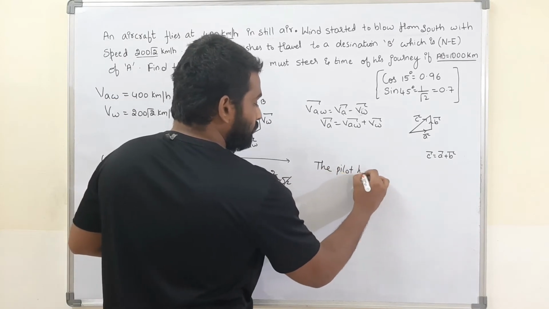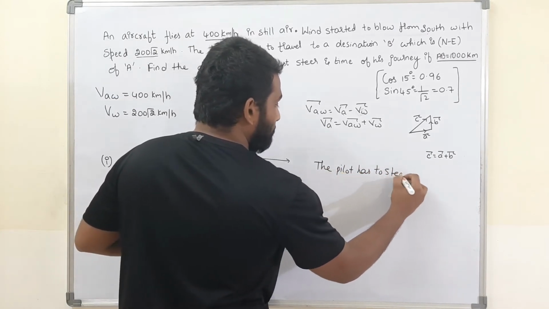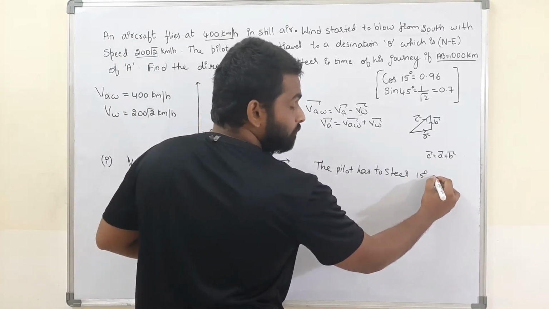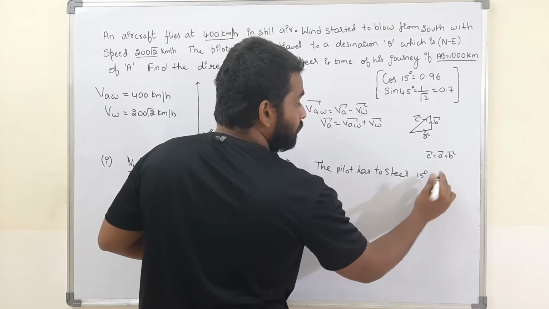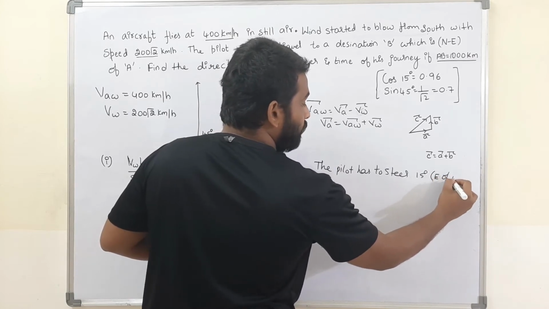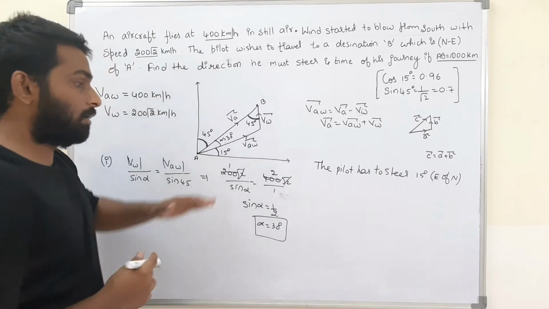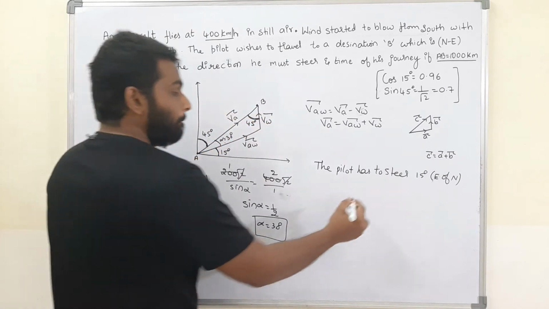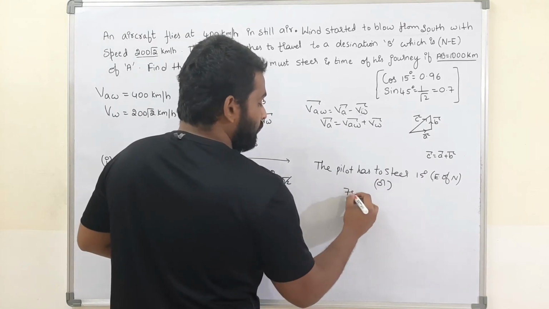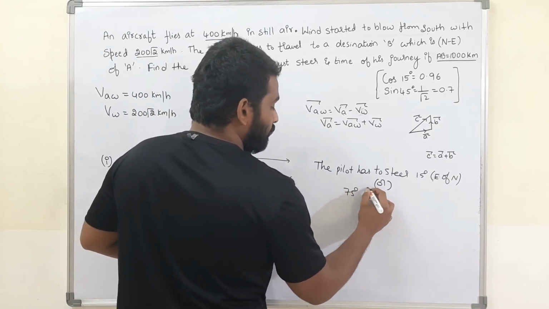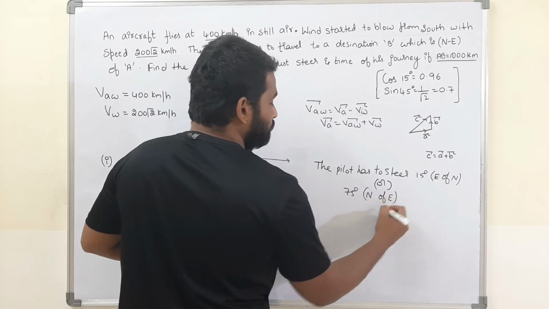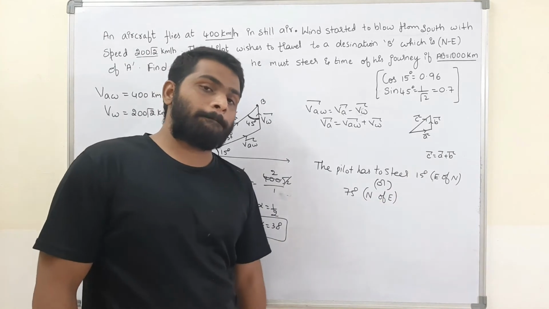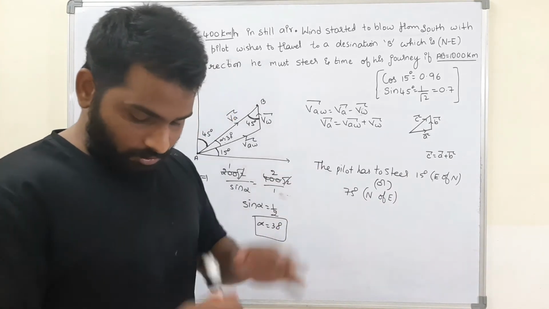The pilot has to steer which direction? 15 degrees east of north. That means he has to steer 15 degrees east, with respect to which direction? North. Or 75 degrees north of east. I think it is clear. The pilot has to steer in this direction. Okay, well done, good, super.